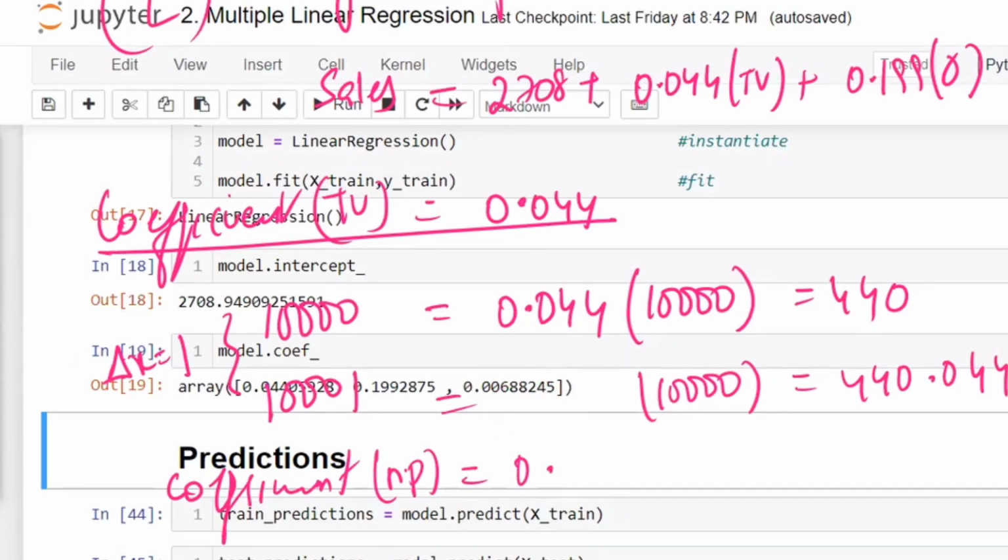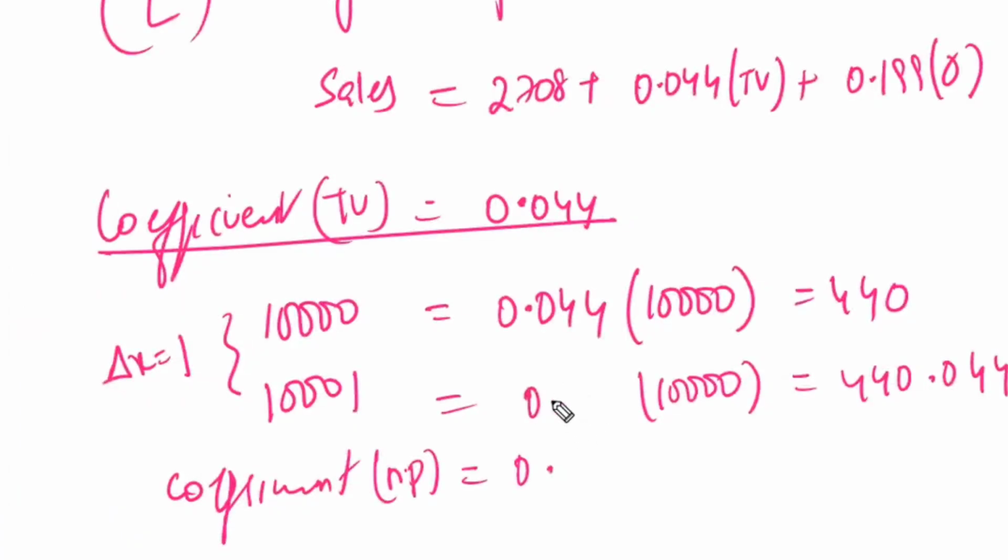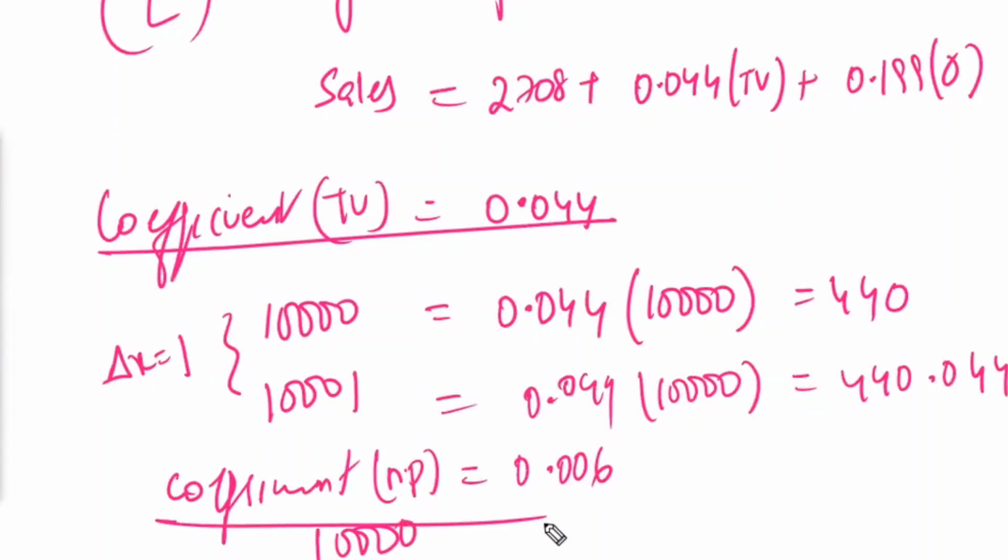So now whatever you are having, 0.006. Now, same 10,000. You substitute the same 10,000 that you considered for TV, as it is for newspaper also. Now you can see easily the difference. What is the difference? 0.006 into 10,000. What is the answer? 60.